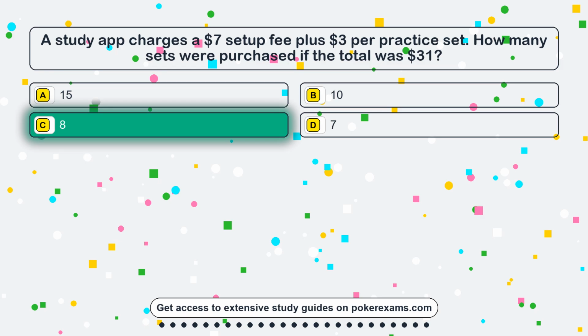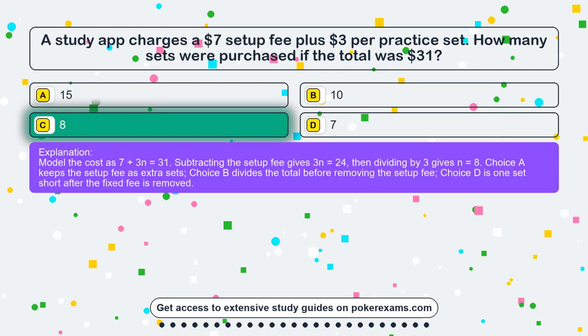The correct answer is option C, 8. Model the cost as 7 plus 3n equals 31. Subtracting the setup fee gives 3n equals 24, then dividing by 3 gives n equals 8. Choice A keeps the setup fee as extra sets, choice B divides the total before removing the setup fee, choice D is 1 set short after the fixed fee is removed.